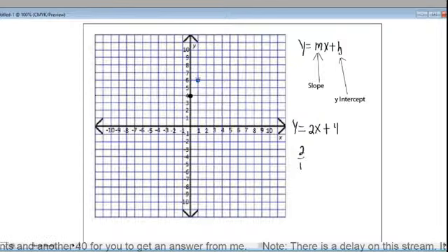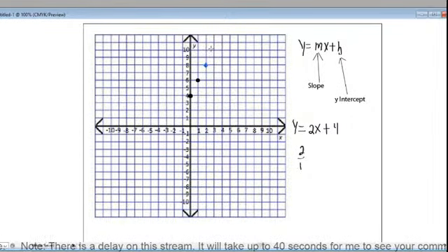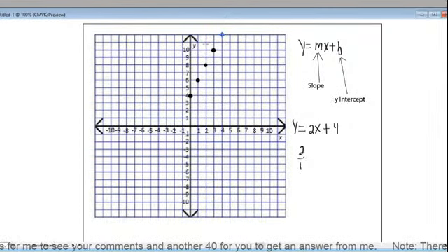Again, since the slope isn't going to change any, I can go from here and use the same slope to go up 2 and over to the right 1. Up 2 and over to the right 1. Up 2 and over to the right 1. And we can plug in as many points as we want. However, 3 is typically all you need to make a line. So I've got definitely more than 3 here. I can make my line.